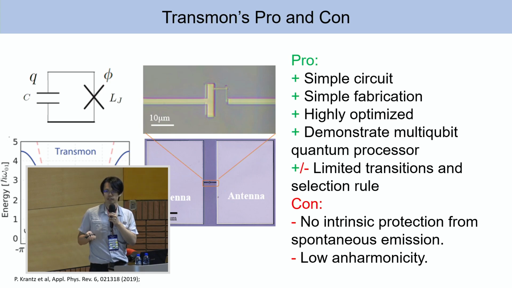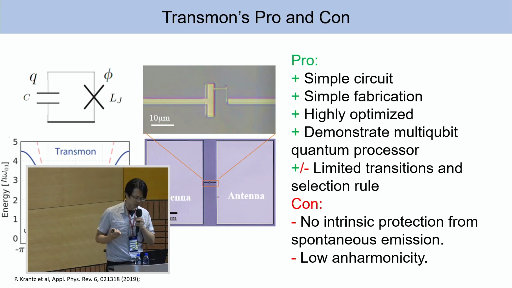The other one is the low anharmonicity. For a transmon, in order to make it insensitive to charge noise, people typically put a large capacitor right here. So it sacrifices the anharmonicity, which is the difference between the 1-2 transition frequency and the 0-1 transition frequency. Typically, the difference is around 200 or 300 megahertz. So it's quite low.